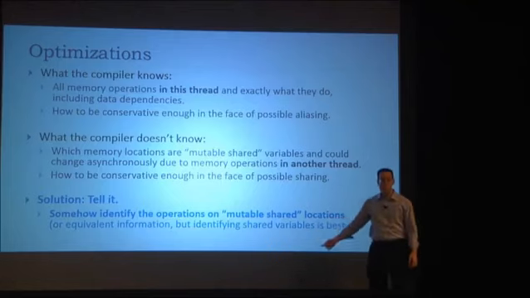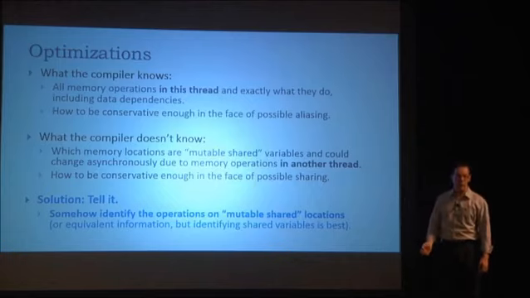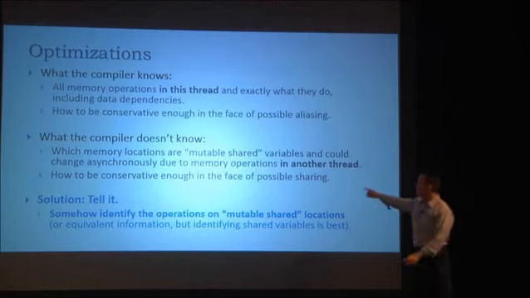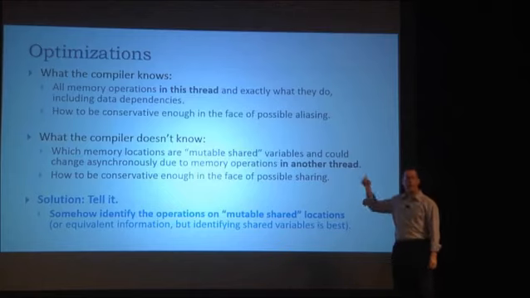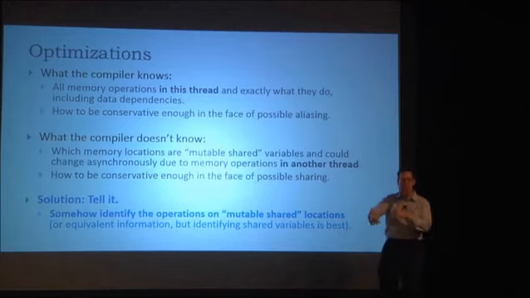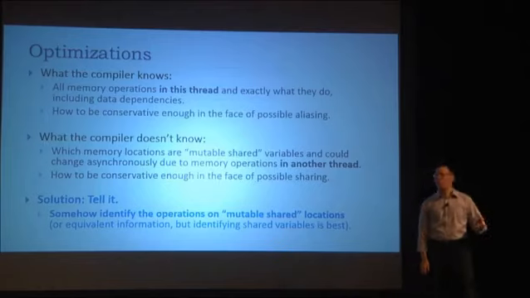So the solution is, tell it. This is why we use mutexes. This is why we use atomics. Think of it this way. We say to synchronize the program, yes, but more fundamentally, to tell the compiler, to express the information it needs to know about operations on shared variables across threads. Because that's the one thing that the compiler doesn't know about. It knows about all the local variables. It knows what this thread is doing. It does not know what other threads are doing. So we want to identify the operations on these mutable shared locations.